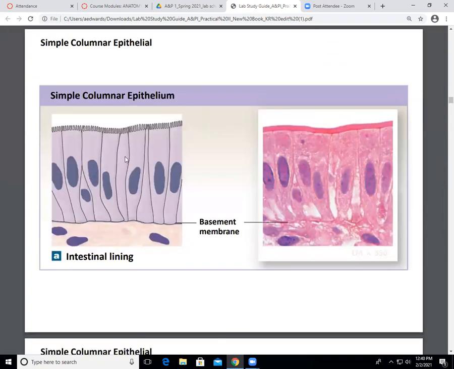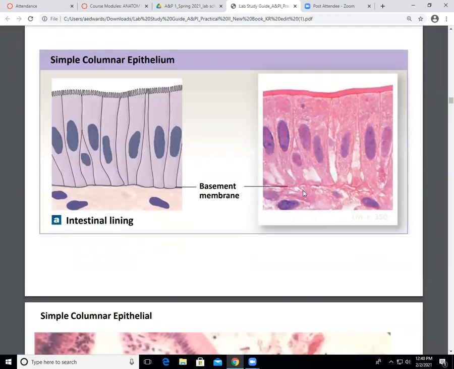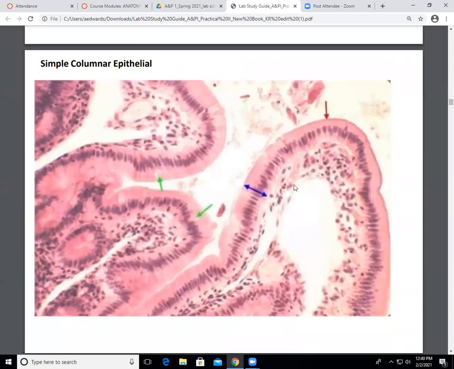All right, another view. Again, one layer of columnar cells. Again, here's your basement membrane attaching it to the connective tissue that's deeper to that. All right, simple columnar again, one layer. Can you see that these cells are columnar shaped? Y'all see that? Yes or no? All right. Does that help to see kind of that they're rectangular shaped? One layer.